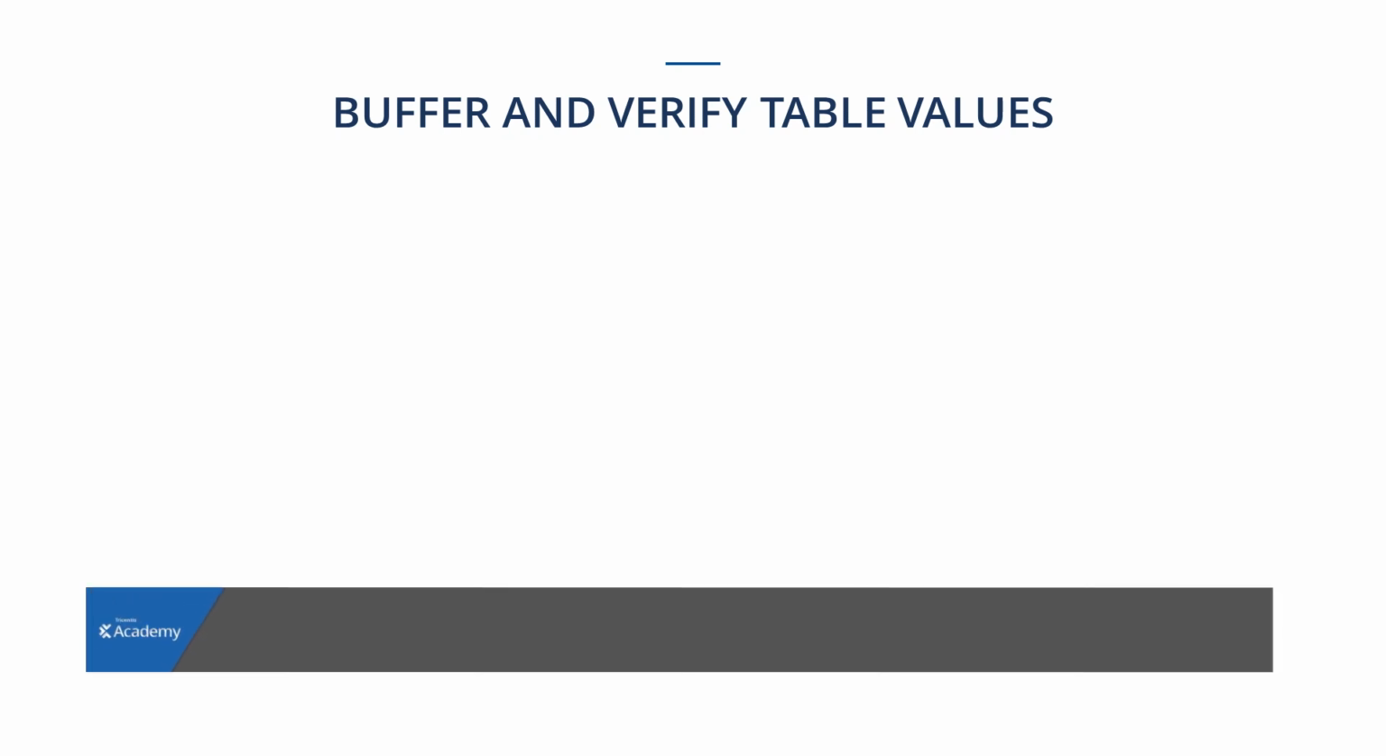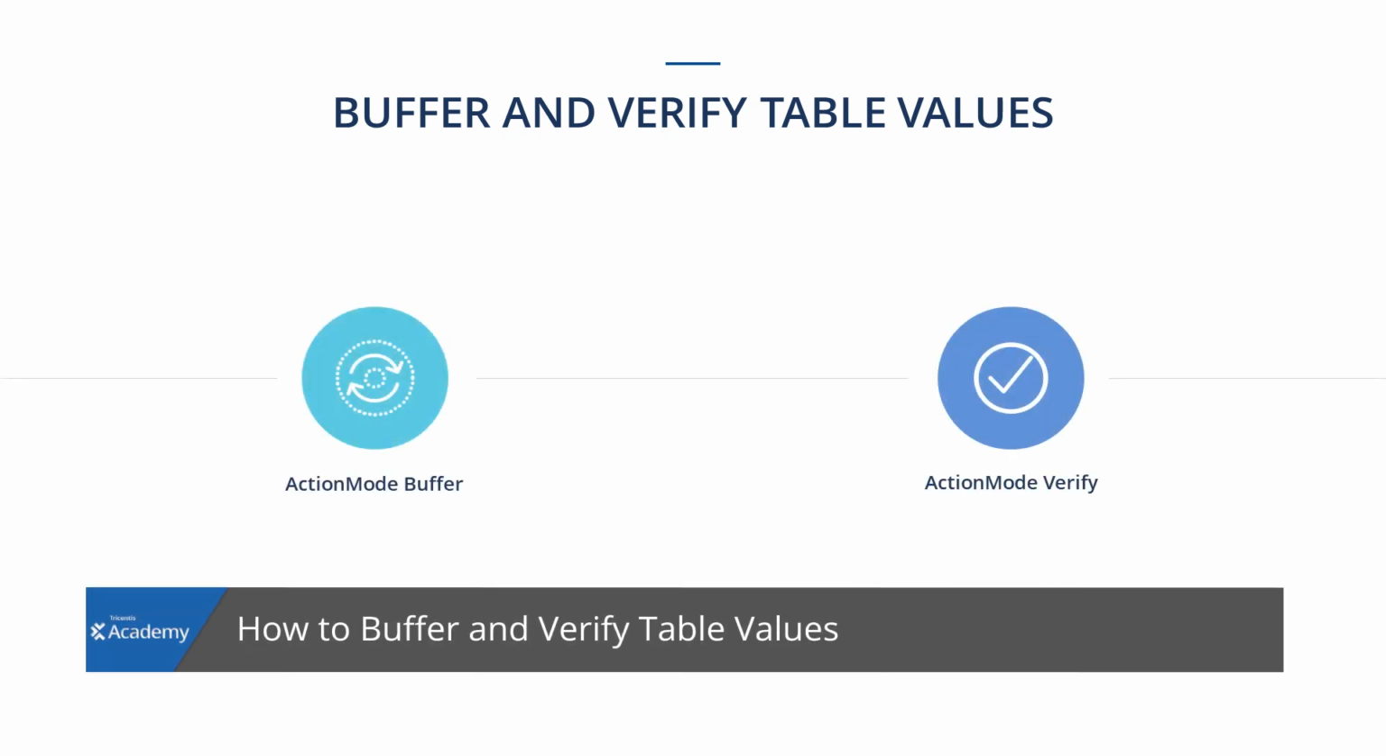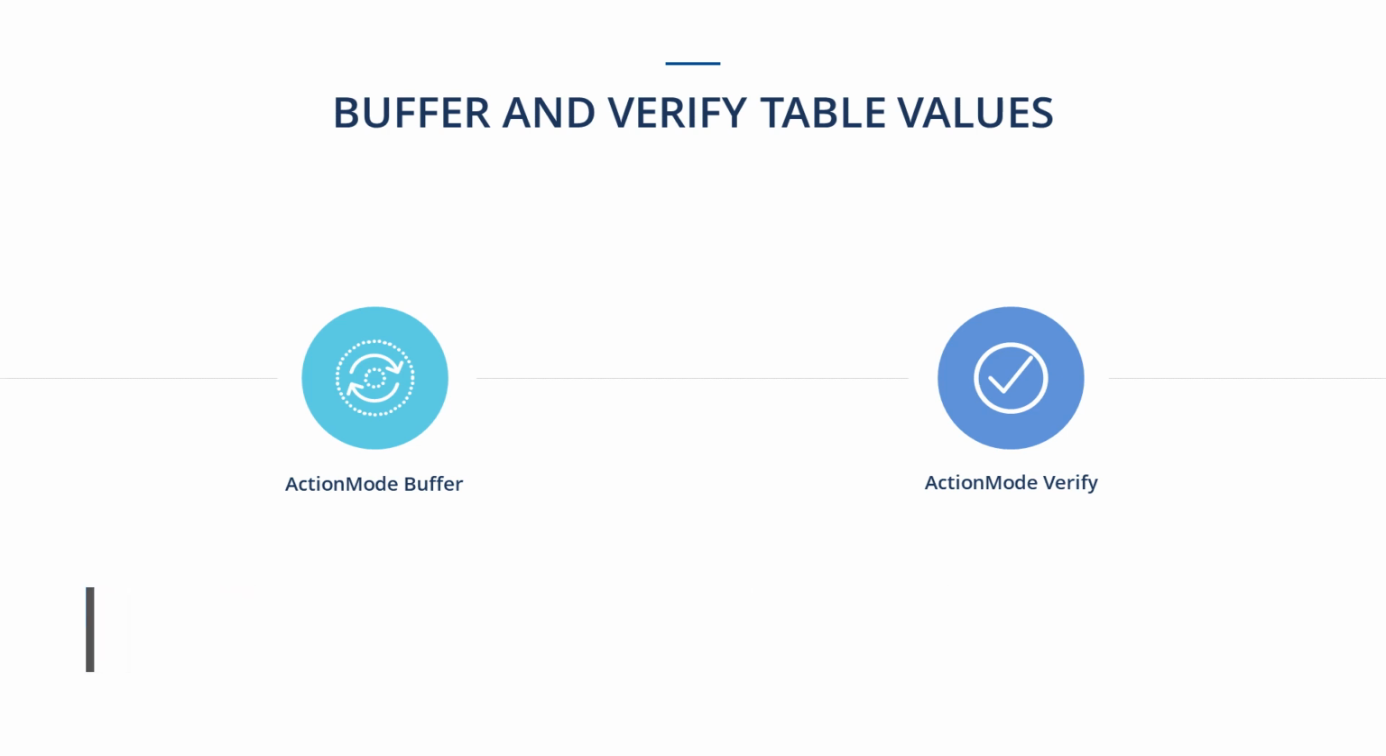Welcome to this video on how to buffer and verify the table values for an application in Tricentis Tosca. The ActionMode buffer is used to save variable values from the SUT to a local buffer, and ActionMode verify is used to check values of properties in an SUT. Let's take a look at when we might use the action modes buffer and verify.